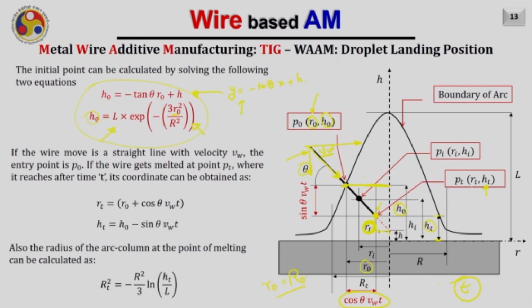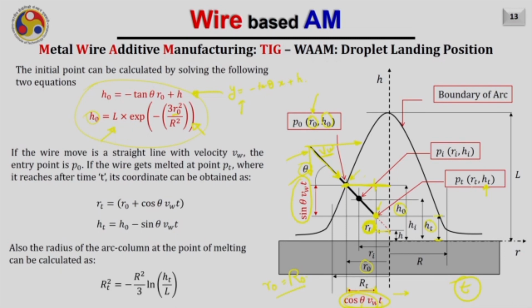If the wire is getting melted at this location, at this RT location after time t, then I can find out the length as well, the length corresponding to the x axis from here to here. From this point to the entry point, this distance will be cos theta Vw t, where cos theta Vw is the velocity in this direction and t is the time. Hence this will give you the distance travelled by the tip along the x axis after time t. In a similar fashion, you can find out the distance travelled by the tip along the y axis after time t, and that will be sin theta Vw t.